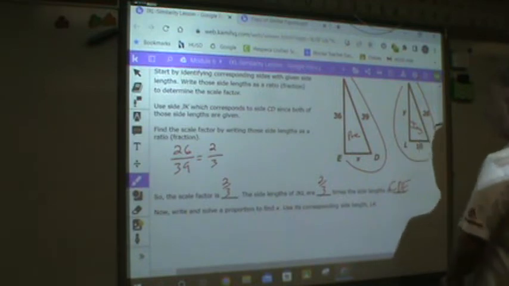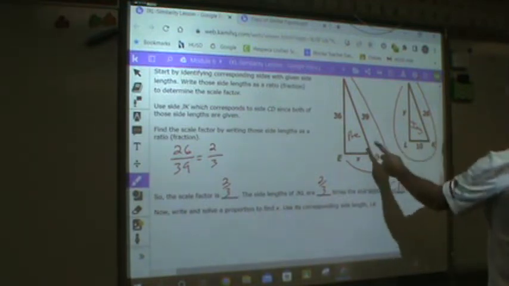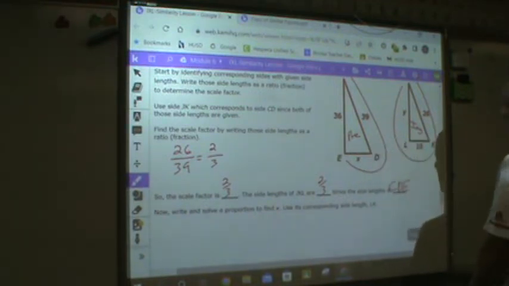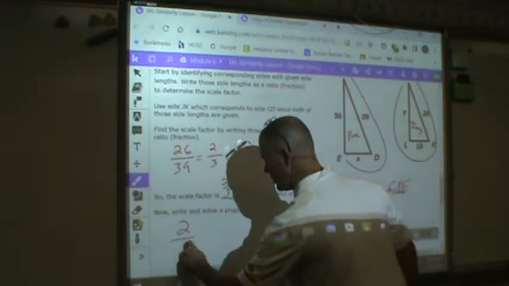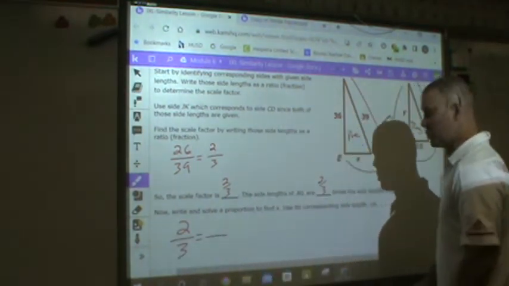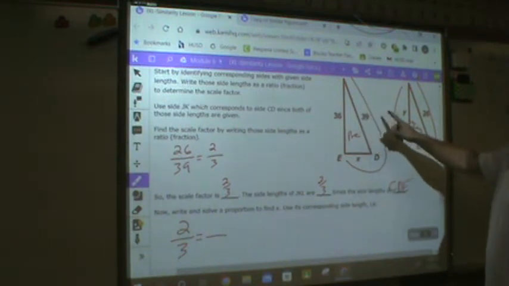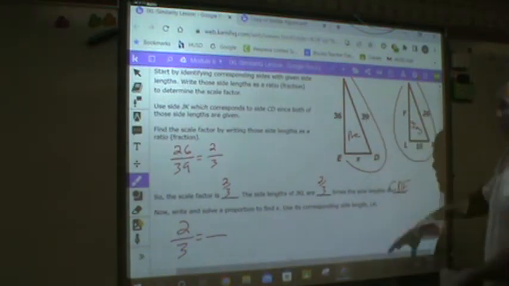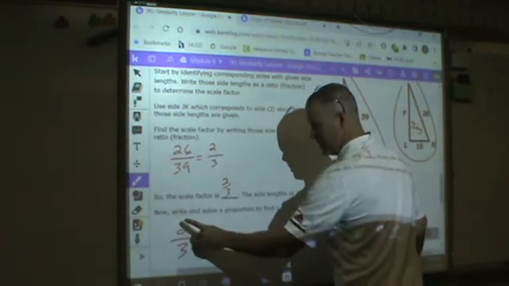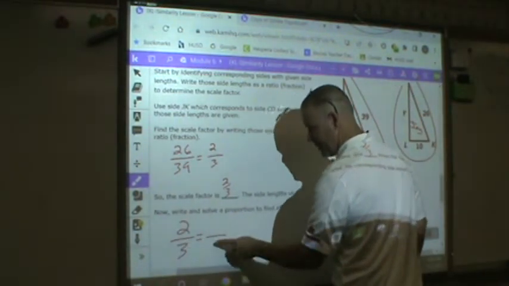So x corresponds with 10, but remember, pre-image, image. How am I going to do this? I'm going to use my scale factor, which is 2/3, because that is one ratio that I can use. I compared image over pre-image, right? So image, pre-image, image, pre-image. I have to set this other ratio up the same way.